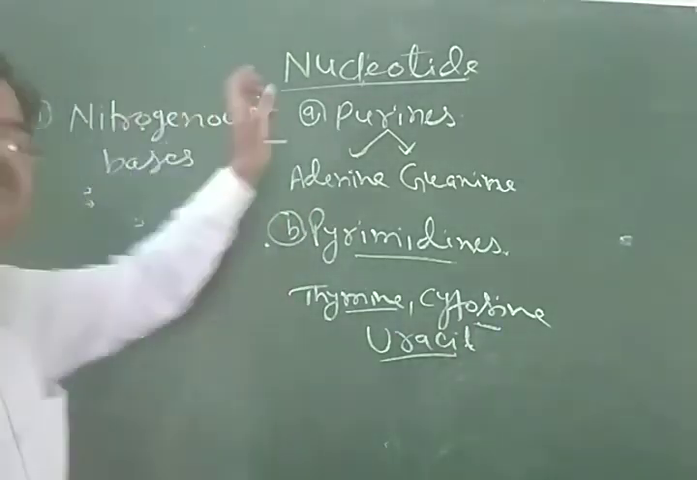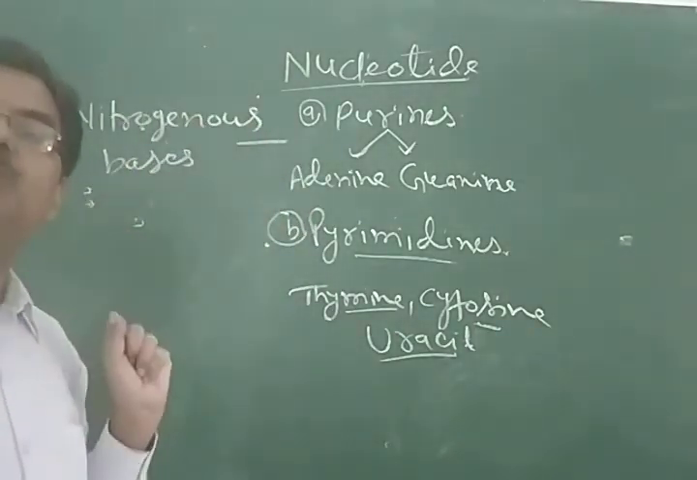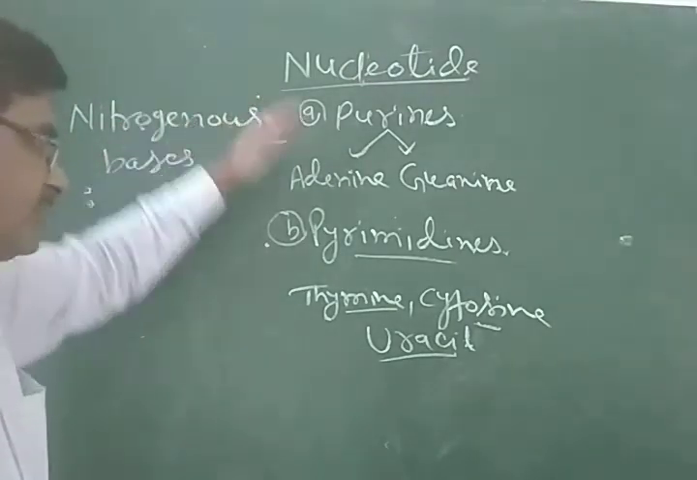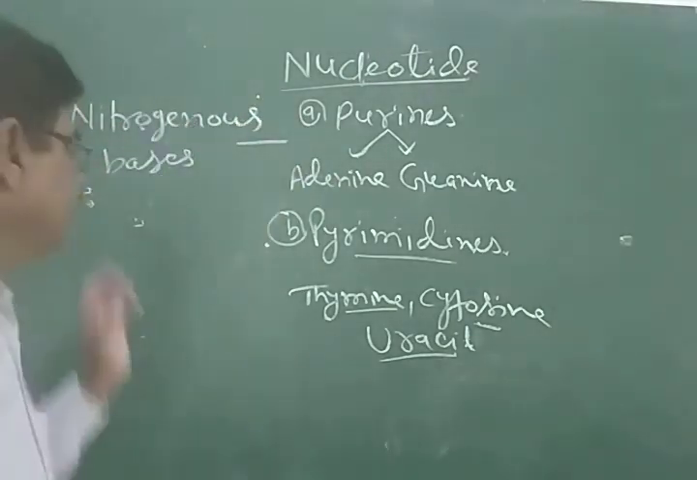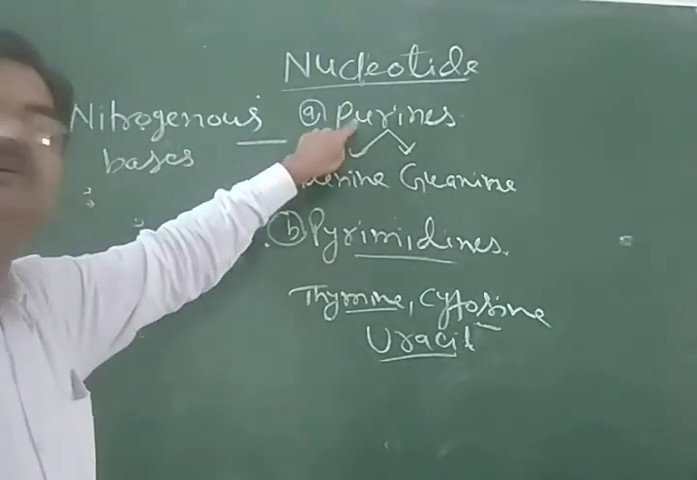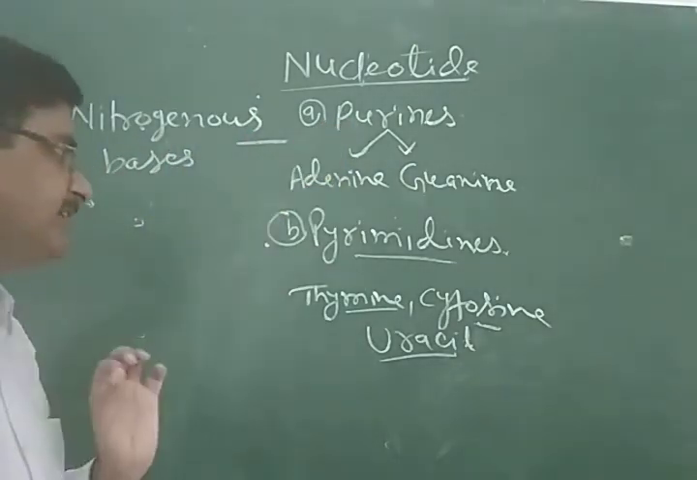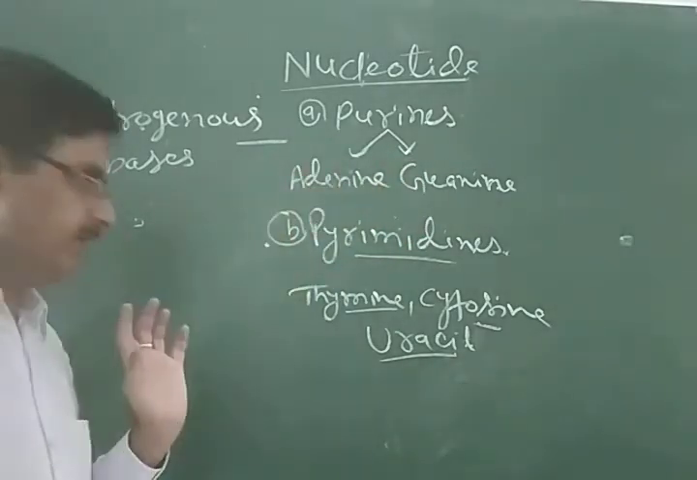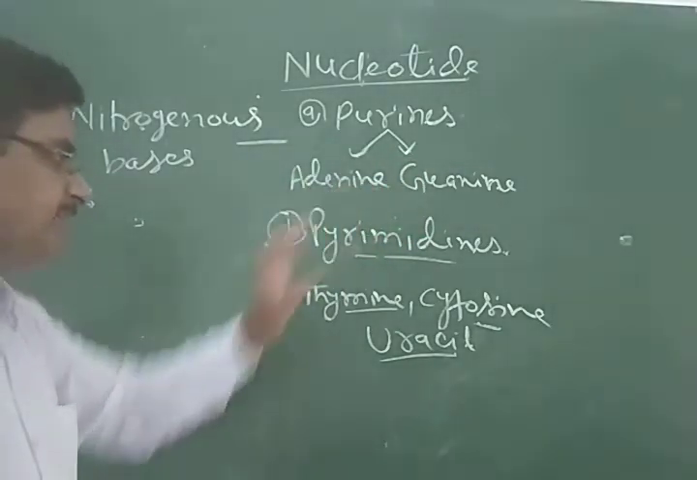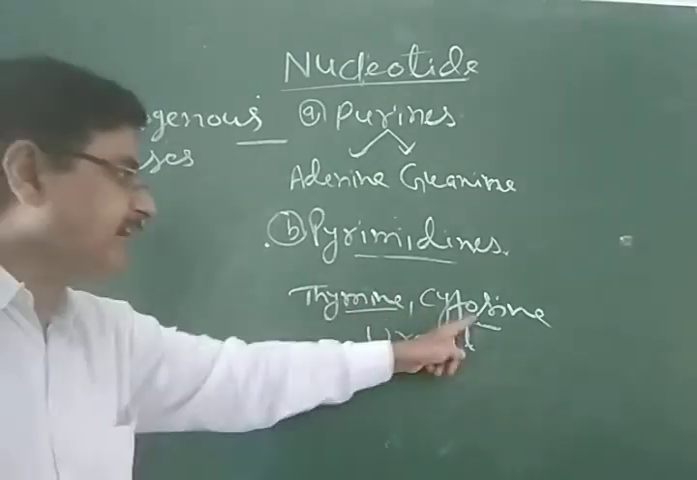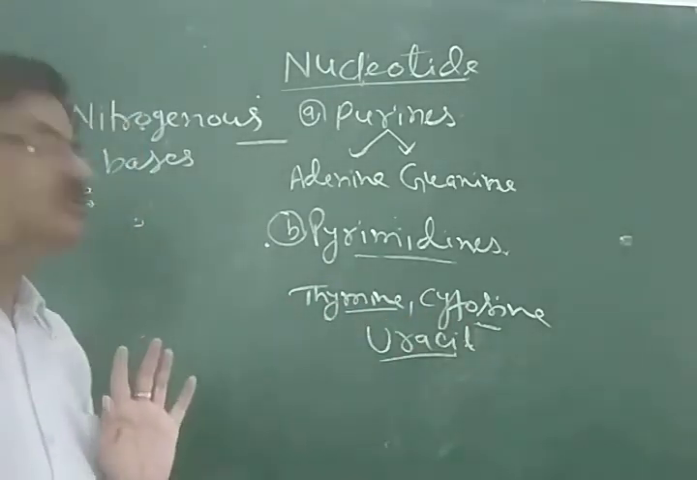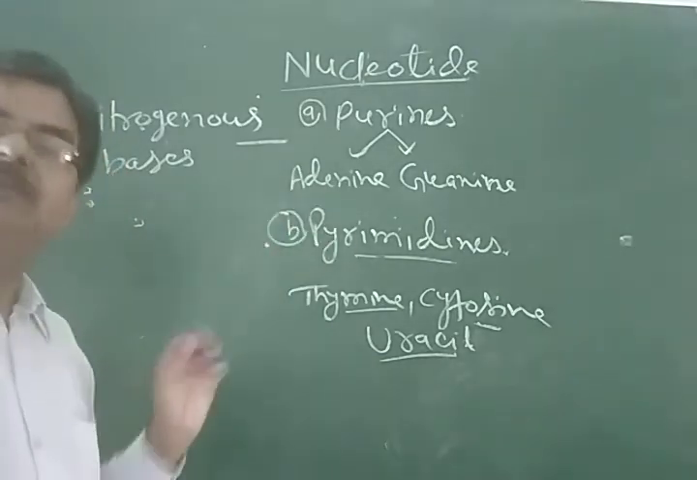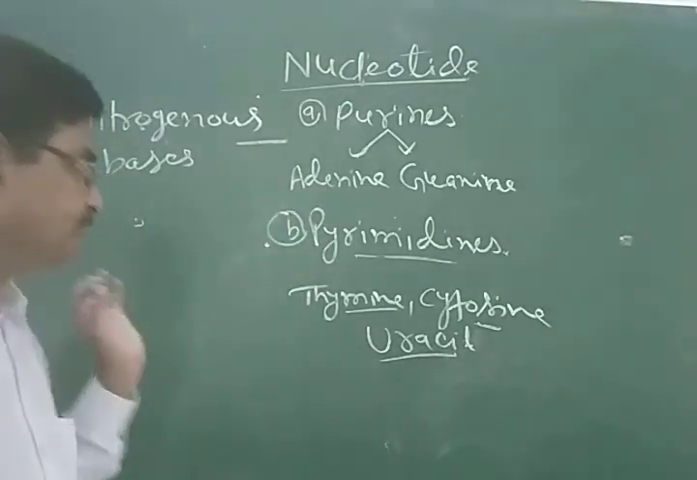So in each nucleotide there are three components, that is the nitrogenous bases. Any one nitrogenous base is found in each nucleotide. Nitrogenous bases are two types, that is the purines and pyrimidines. Purines are two types, adenine and guanine. Likewise, pyrimidines are three types, thymine, cytosine and uracil. So one of the nitrogenous bases is found in each nucleotide.